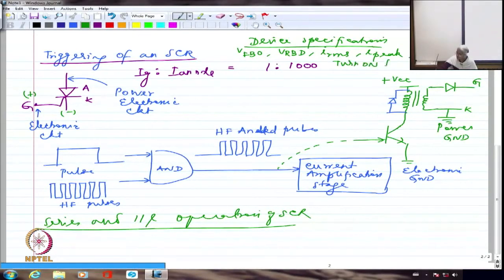How long it takes for the device to come into on condition. After I give the gate pulse, does it immediately come on or does it take a little longer? So that is turn on time.